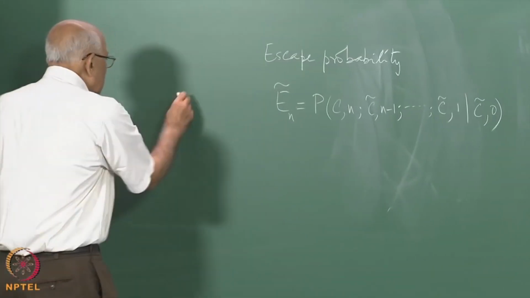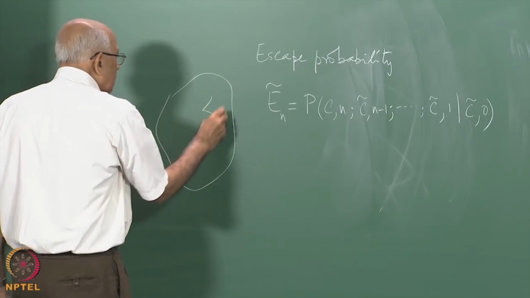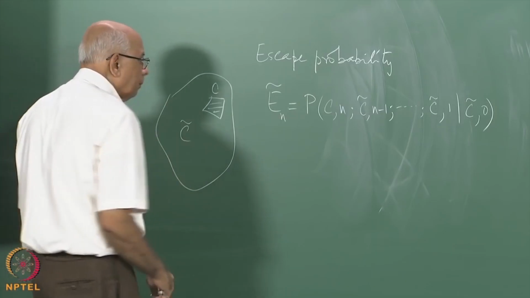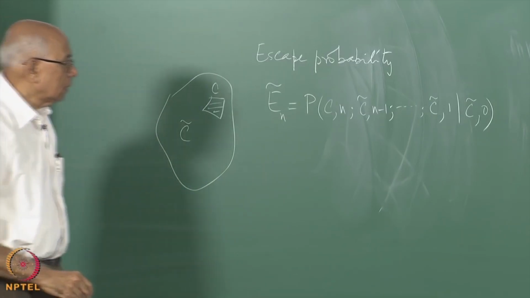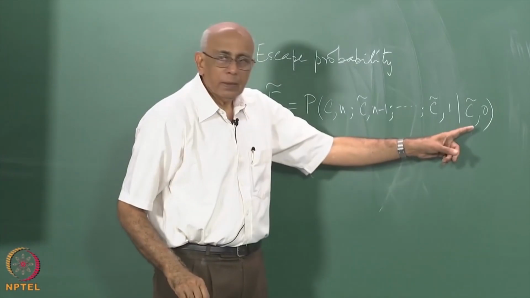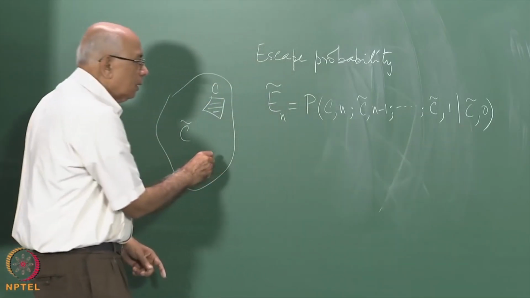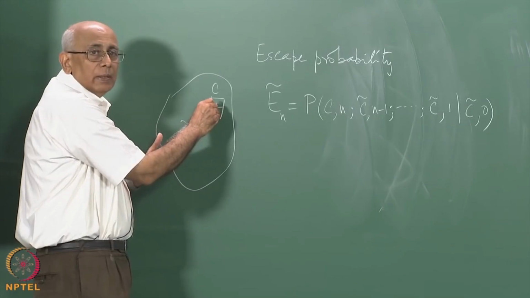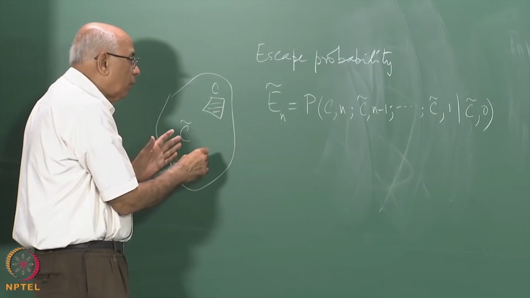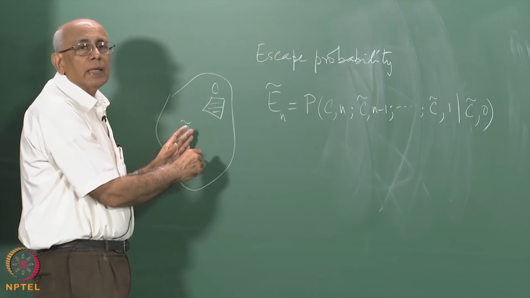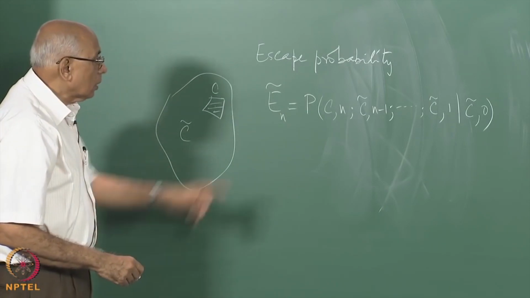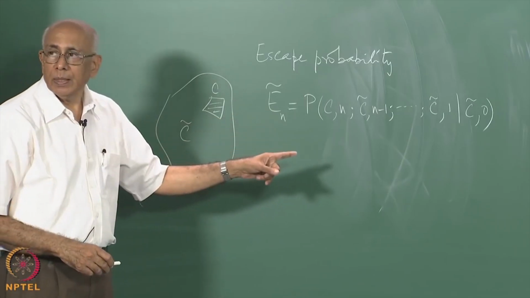So you start, just for reference, let us keep this here. So this is C and the rest of it is C tilde. So you start by saying I start out here, but at time n I am inside here, okay. I have escaped from this complement, having stayed there till time n minus 1, at time n I get in here, okay. So the question is what is this probability equal to?